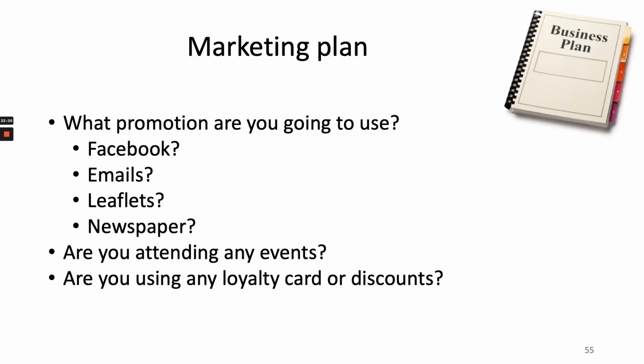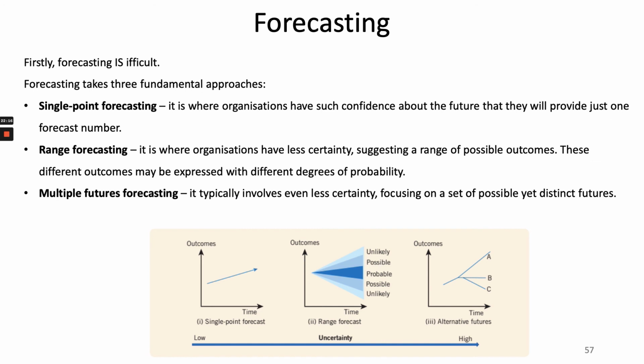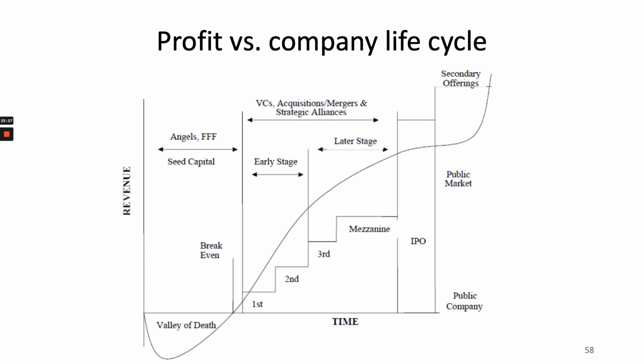You should also define your marketing plan, how you're going to promote your product, and your financial plan, your profit and loss forecast, break-even point. You should forecast very well. You can use single point forecasting, range forecasting, and multiple future forecasting. You should define which stage you are in and how the development of your revenue will look over time, and how you're going to finance it, if you do an IPO, or just grow organically, and so on.